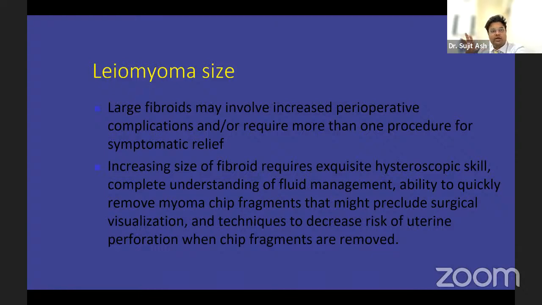But at one point, you can remove only 2 centimeter or 3 centimeter, because if you have a 5 centimeter uterine fibroid, subserosal fibroid, your opening is only 1 centimeter maximum when you're doing a resectoscope. You can't remove a 5 centimeter fibroid from a 1 centimeter cervix.